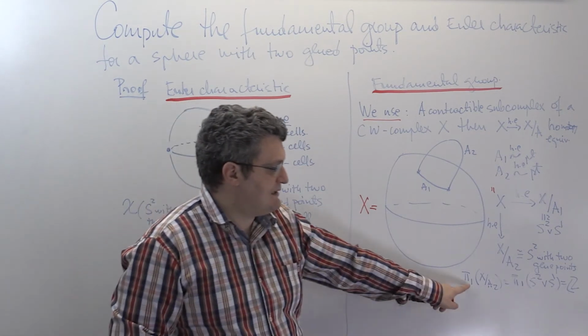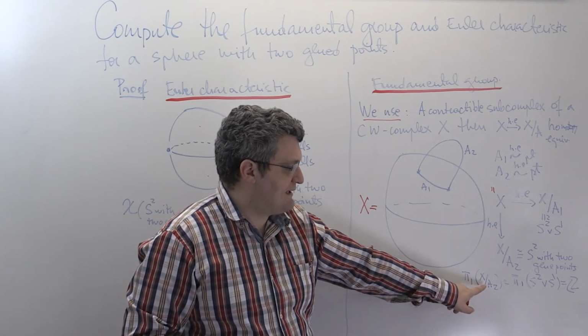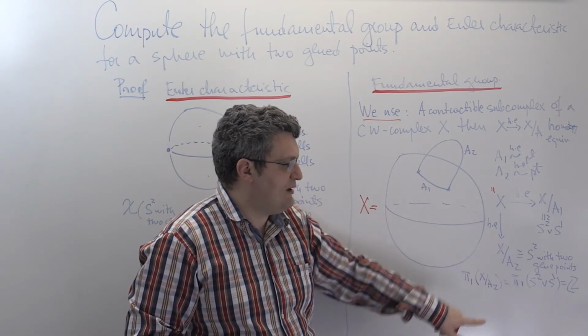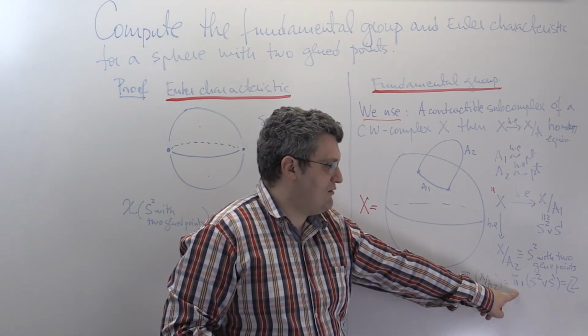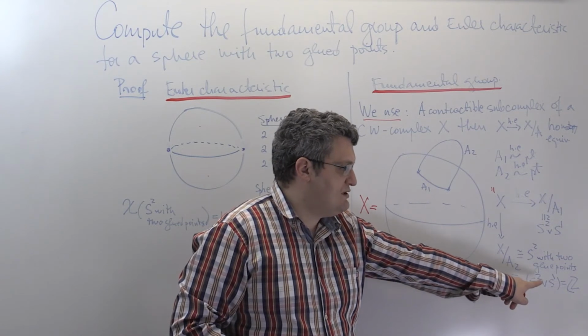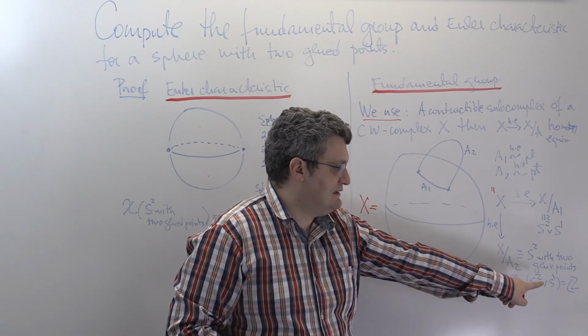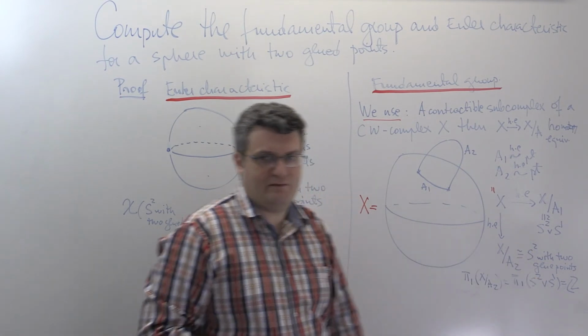So this means that pi 1 of X quotient A2, which is pi 1 of the sphere with 2 glue points, is actually pi 1 of S2 wedge S1, which implies it's Z, since it's pi 1 of S1.